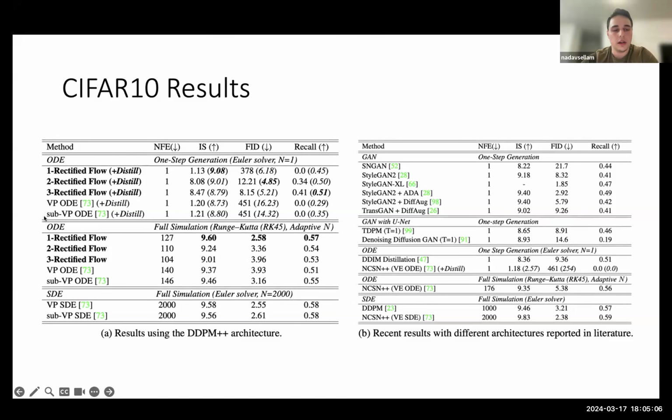And when running a full Euler solver simulation of the 3 models, we can see that actually the FID gets worse and worse the more times we reflow. So what's happening here? Didn't we just say that the more times we reflow, we get straighter results and it's better? So we'll talk about it in just 1 second.